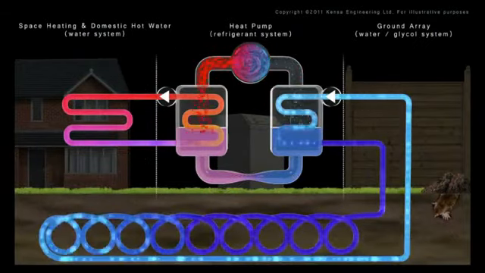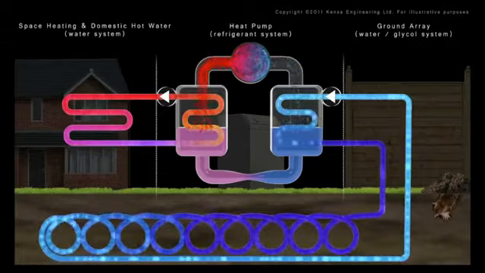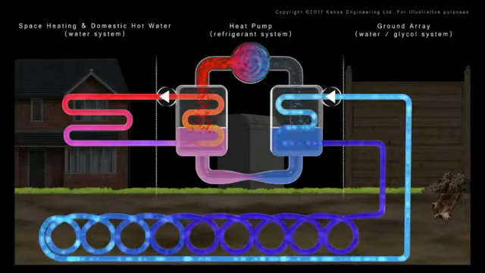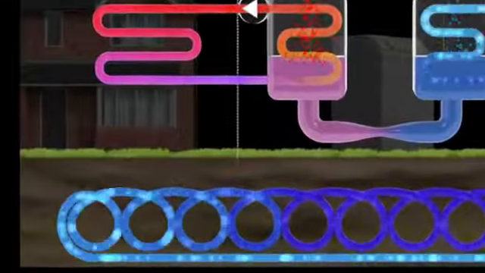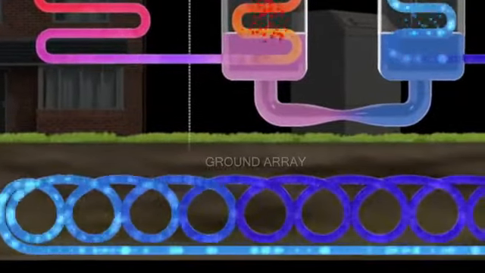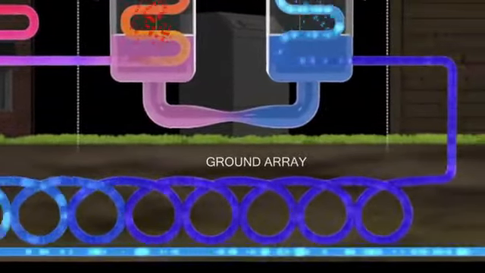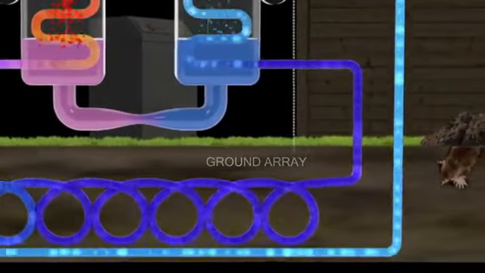But how can this low-grade heat be used to heat an entire building? A cold water antifreeze mix is pumped through the ground within a series of energy-absorbing pipes known as ground arrays. As heat naturally flows from warmer to cooler places, the antifreeze mix circulating around the array is constantly warmed by the ground's low-grade heat.